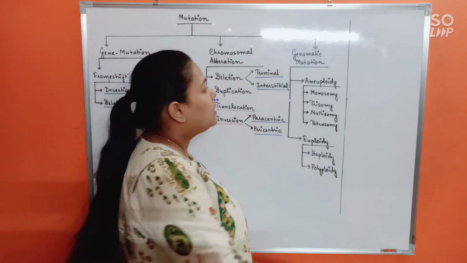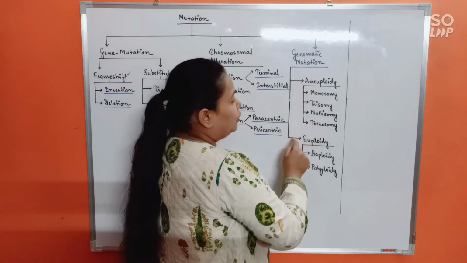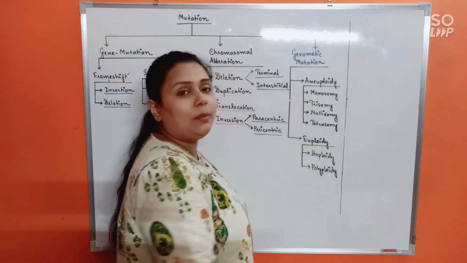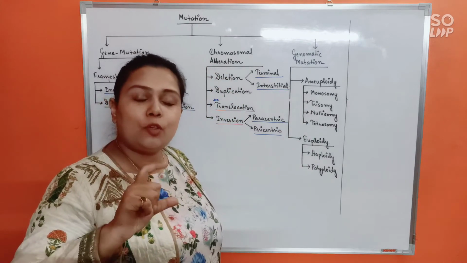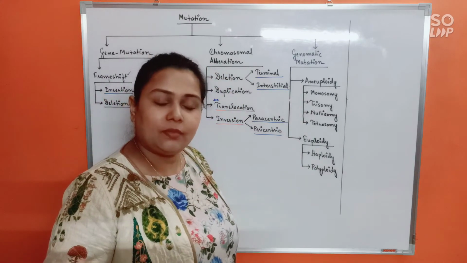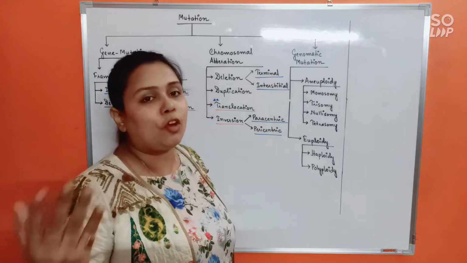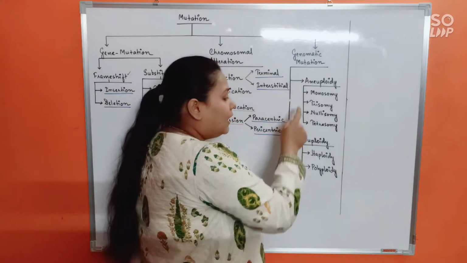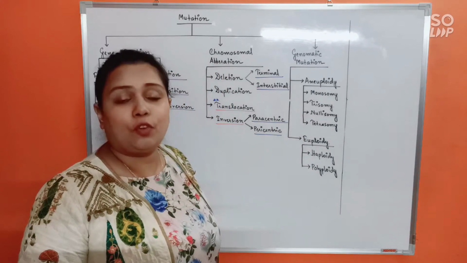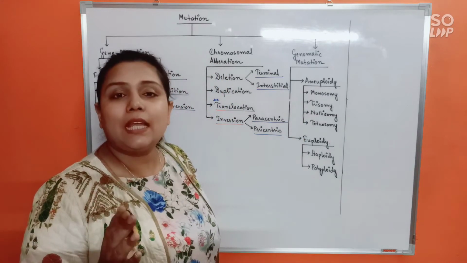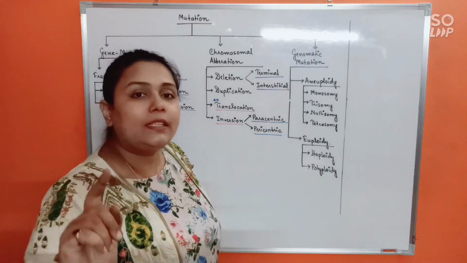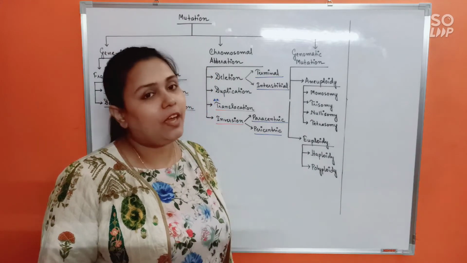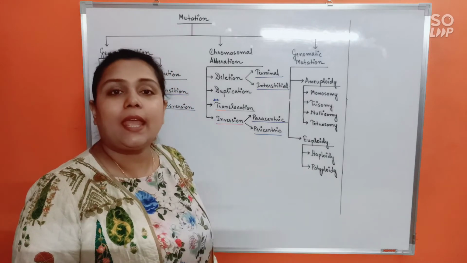Okay, so genomatic mutation can be of two types, aneuploidy and euploidy. Aneuploidy means one chromosome is added or deleted, means 45 chromosomes or 47 chromosomes. That kind of change will be under aneuploidy. And if one whole set of chromosomes is added or deleted, the cell becomes haploid or triploid. That kind of change will be under euploidy. Is that clear? Fine. So now let's start with aneuploidy.